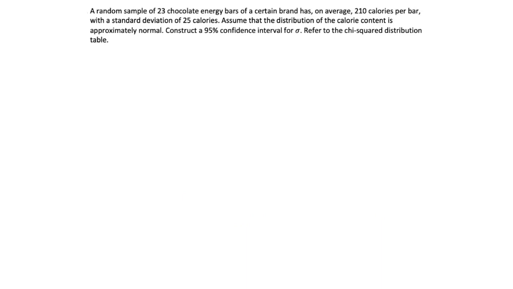A random sample of 23 chocolate energy bars of a certain brand has on average 210 calories per bar, with a standard deviation of 25 calories. Assume that the distribution of the calorie content is approximately normal. Construct a 95% confidence interval for the standard deviation, and we're going to refer to the chi-squared distribution.